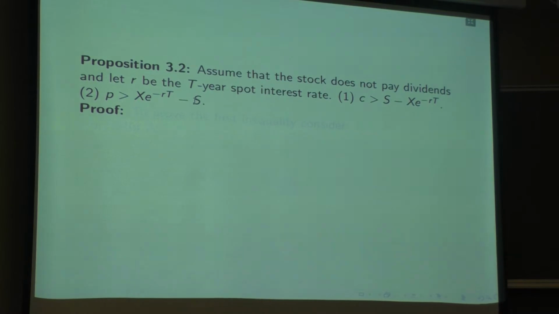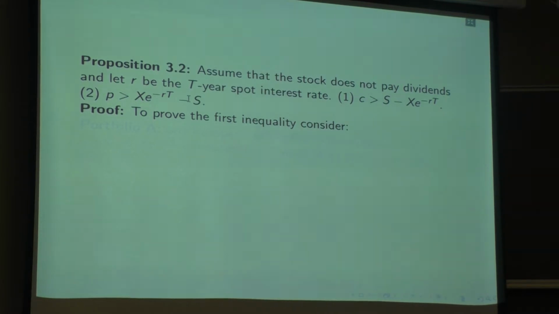To prove these two inequalities, we're going to look at two portfolios. We're going to construct two portfolios. We're going to check their value at some point in the future. We're going to discover that the value at some point in the future satisfies an inequality. We're going to pull this back to the present. We're going to deduce that we have the same relationship between the prices of these two portfolios at the present, and that's going to give us much of what we need.